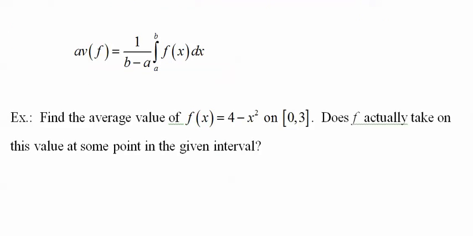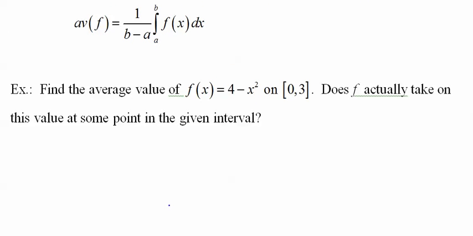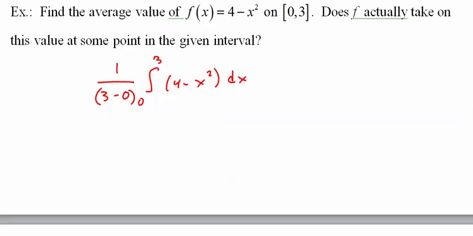So find the average value, f of x equals 4 minus x squared on 0, 3. Now I'm actually going to jump here a little bit because, again, I don't want to use the calculator. We're looking for the integral from 0 to 3 of 4 minus x squared dx. Oh, by the way, we're finding the average value, so it's 1 over 3 minus 0 times that.